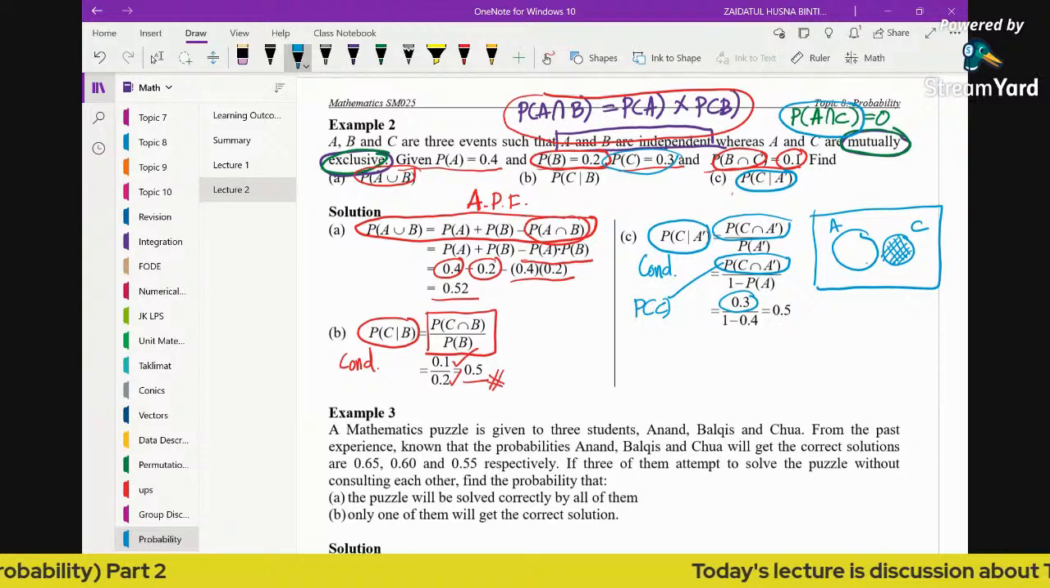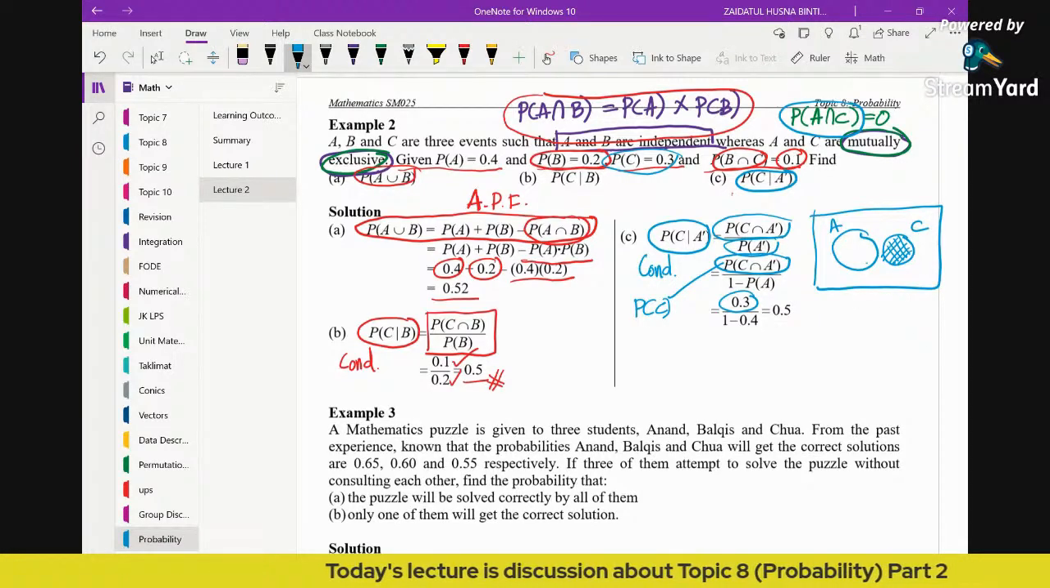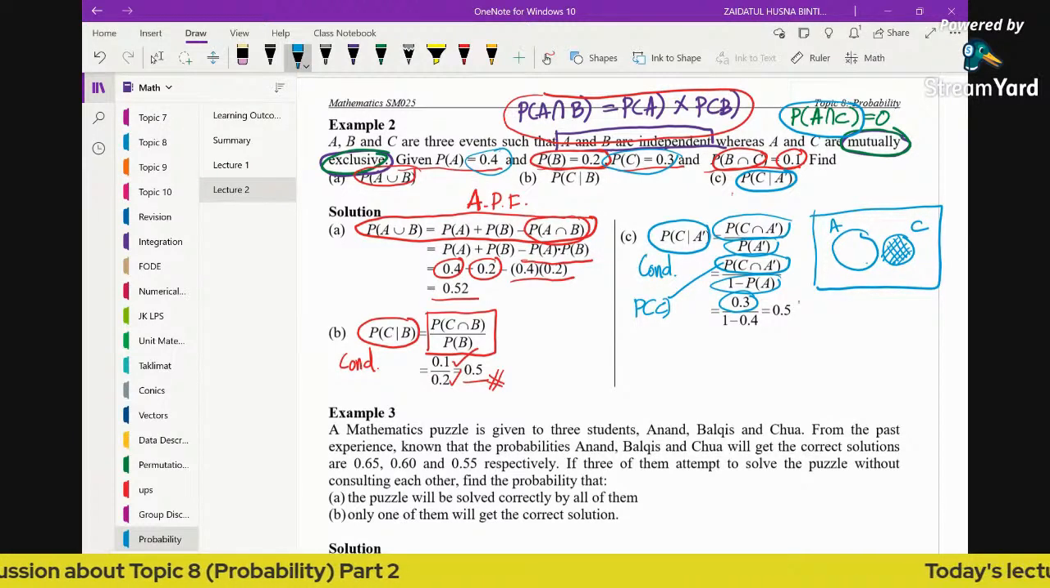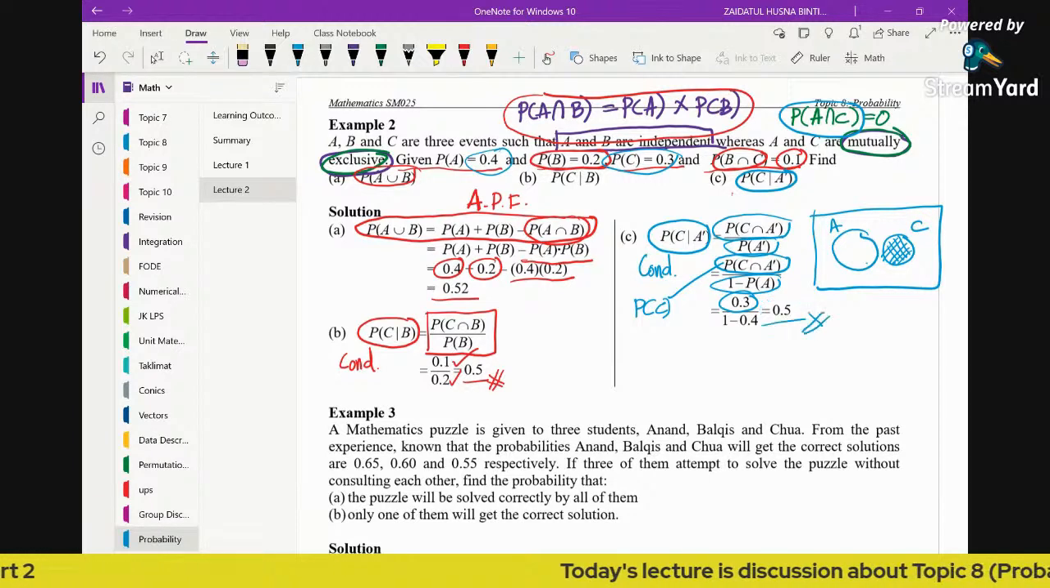And then probability of A prime is simply the complement event, so probability of A prime is 1 minus probability of A. We have probability of A as 0.4, so it's 1 minus 0.4. So you will have the answer to be 0.5.